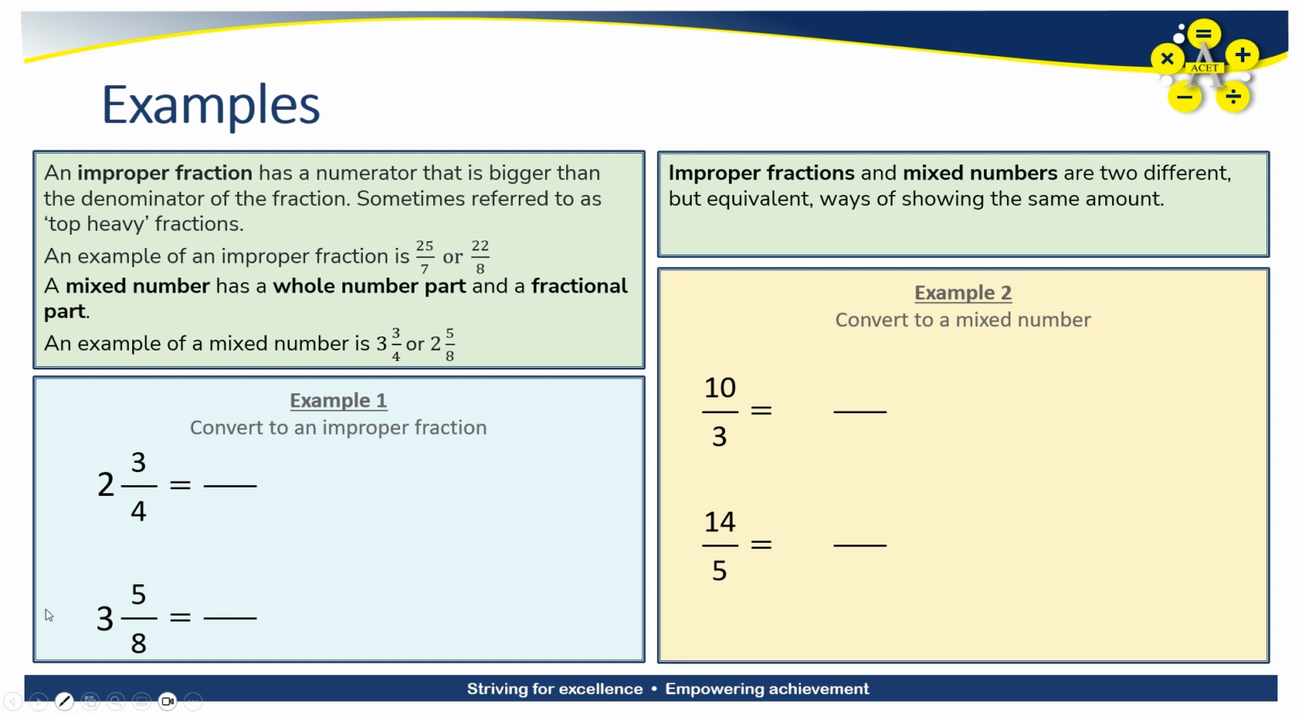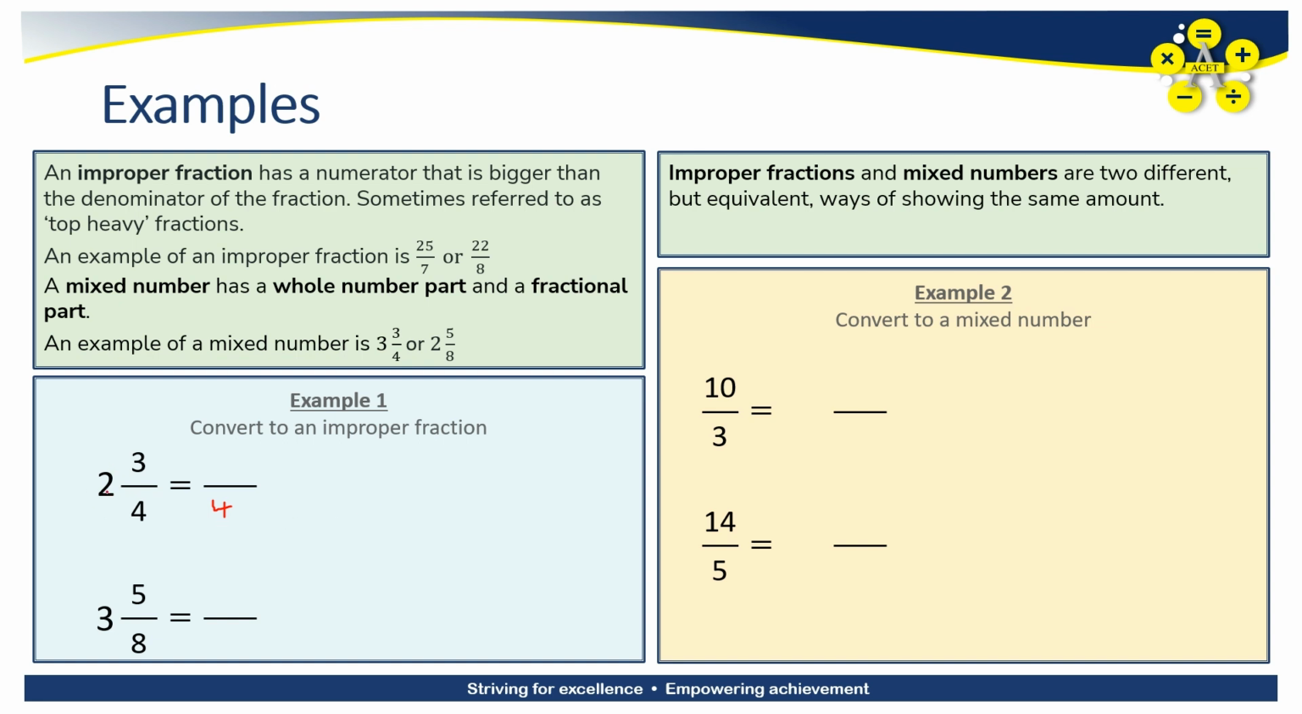So I'm going to start by converting mixed numbers to an improper fraction. So I've got 2 3/4 and I want to change it to an improper fraction. Now what isn't changing is my denominator. I'm not changing the value, I'm not changing the size of my fraction here. So I can complete my denominator straight away. It's going to be quarters. We've just got to consider how many of them.